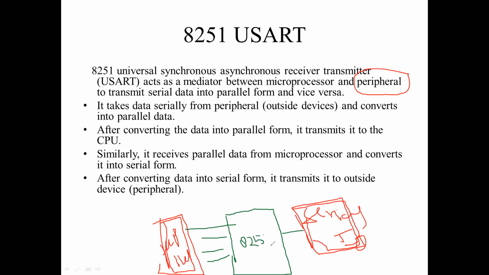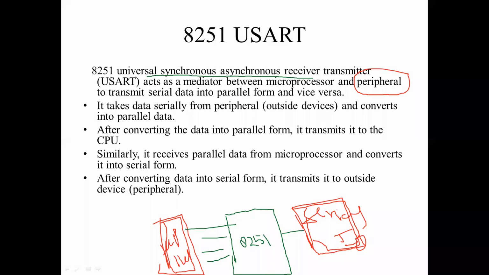8251 is the IC number for USART. USART is Universal Synchronous Asynchronous Receiver Transmitter. Now it takes data serially from the peripheral. Peripheral means from outside devices. It can be an input device, it can be an output device, and it converts the data into parallel data.